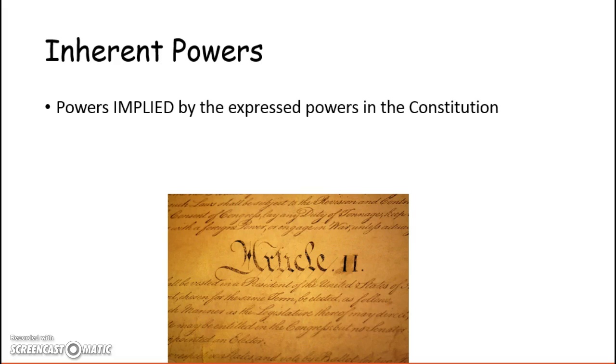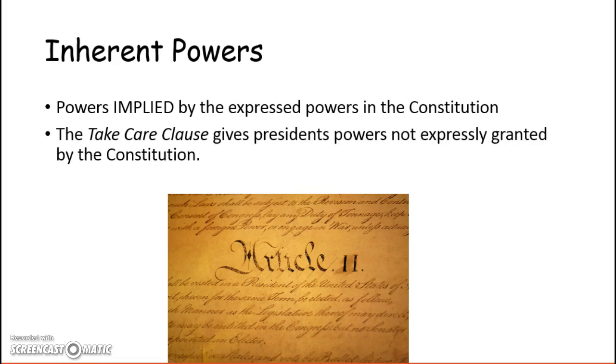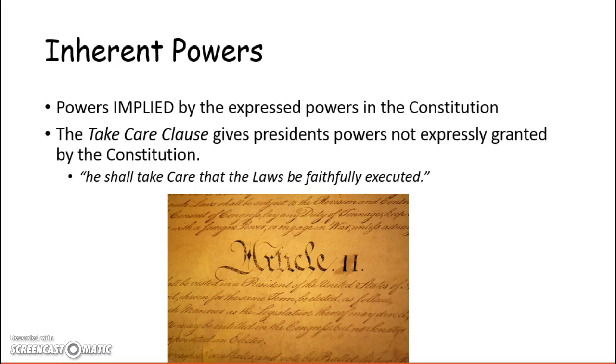Instead, for the powers implied by the expressed powers in the Constitution, the president has the take care clause, which gives presidents powers not expressly granted by the Constitution. And the take care clause says he shall take care that the laws be faithfully executed. So this has been used to assert additional powers.